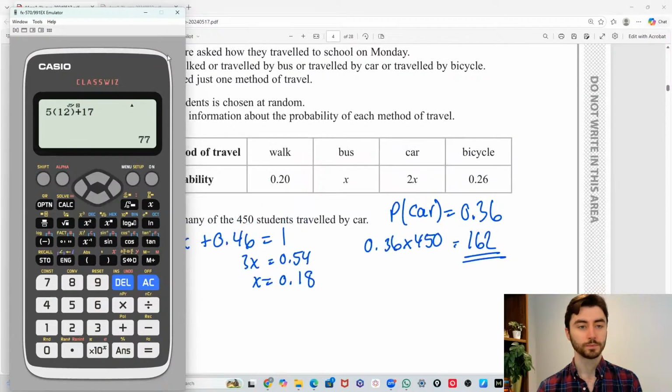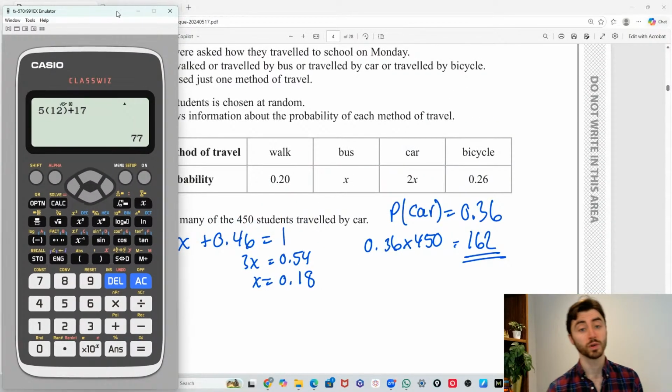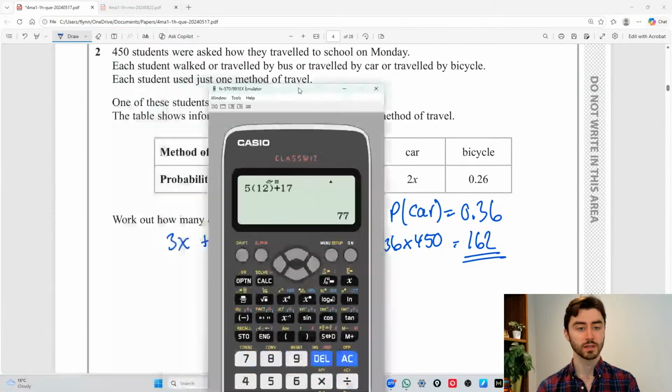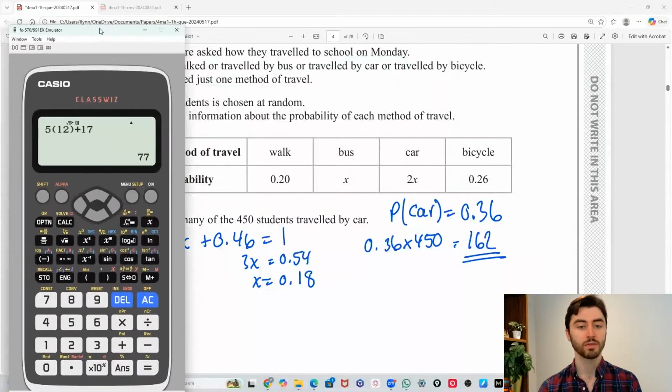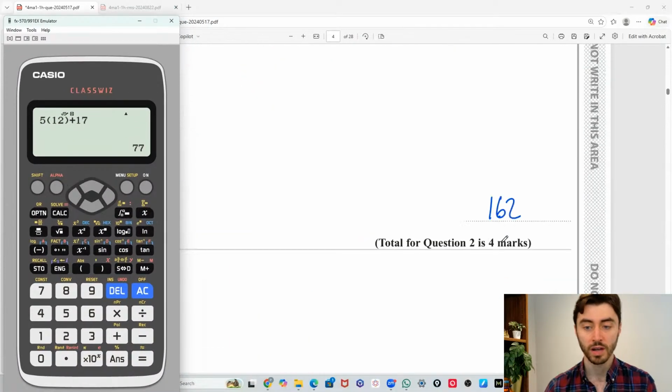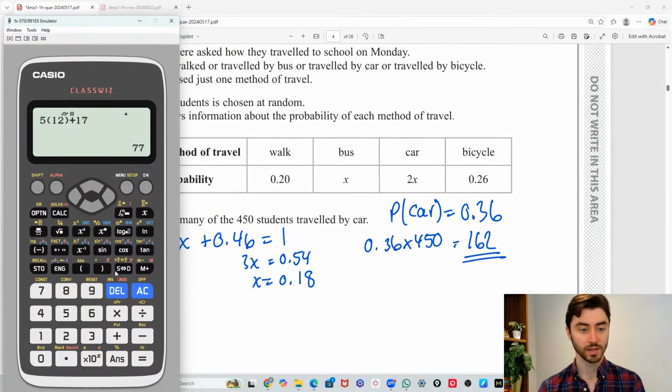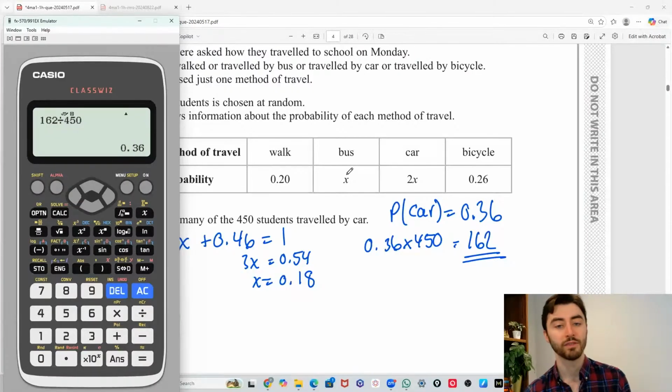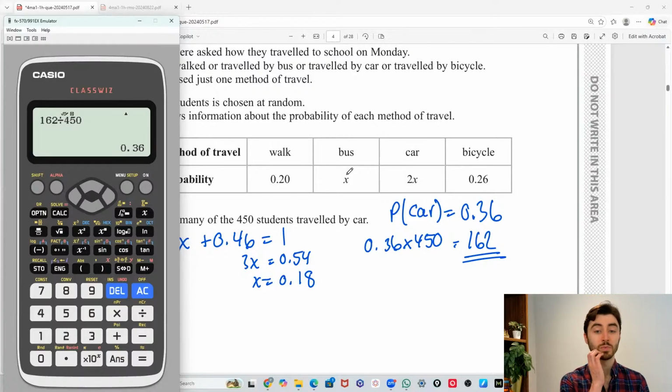So here, a good way to check your work as well is not to do the same work forwards, but to work backwards or recalculate something a different way. So what I could do, for instance, is in this case, work out how many of the 450 students travel by car. I said the answer was 162. If that's true, then 162 divided by 450 gives me 0.36. And I should make sure the probability left for the bus is half of that, which is 0.18.